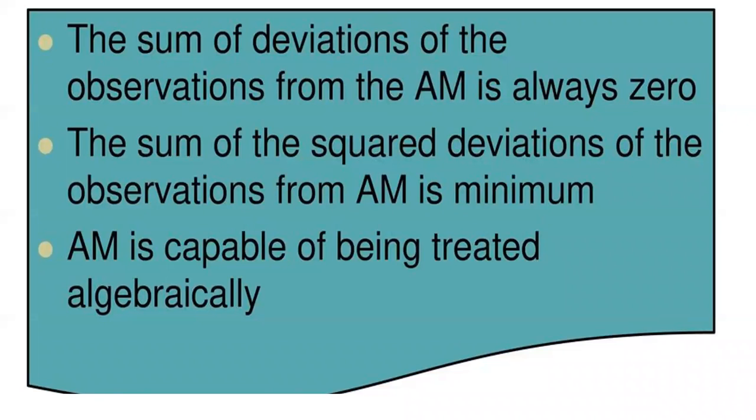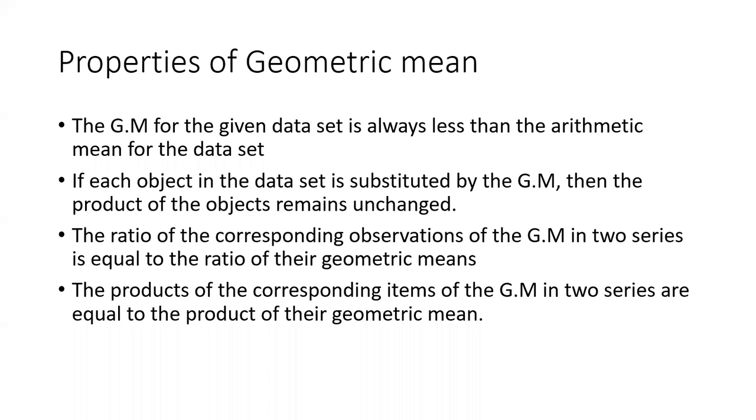Then the sum of the squared deviations of the observations from the arithmetic mean is minimum. The sum of the squared deviations of the observations from the arithmetic mean is minimum. Then third, the last point, is that the arithmetic mean is capable of being treated algebraically. Arithmetic mean can be algebraically treated. Okay. I hope you have understood the properties of the arithmetic mean.